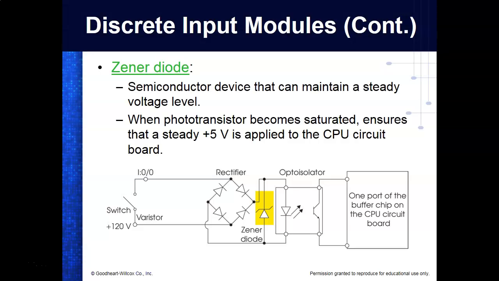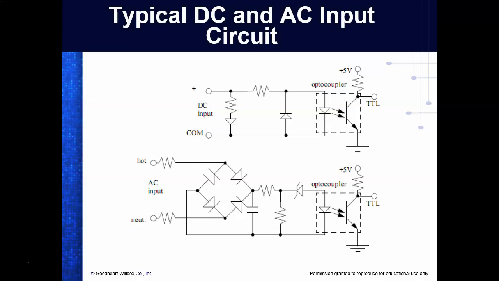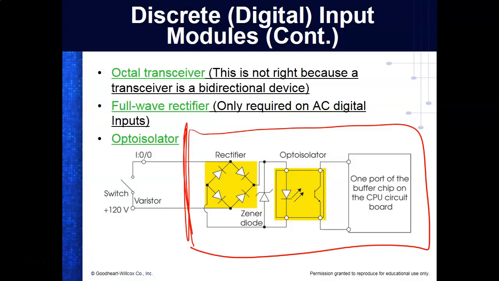So this, we talked about the Zener. Of course, we know what that does, and we know we got to have a resistor right there. So this is not quite correct. This is more correct right here.